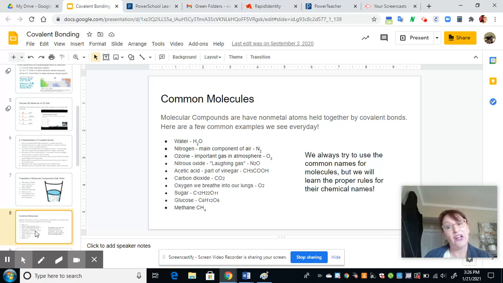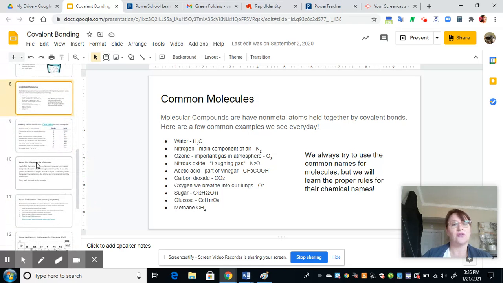You may not know vinegar, but that's a really common molecule. It's called vinegar, but it's really acetic acid, CH3COOH. Ozone, very important gas that's in our atmosphere, protects us from harmful radiation from the sun. So that's O3. And the main component of our atmosphere, like 78% of our atmosphere, is actually nitrogen, which is diatomically bonded nitrogen, N2. So there's lots of common covalent compounds, and it's useful to know their names.